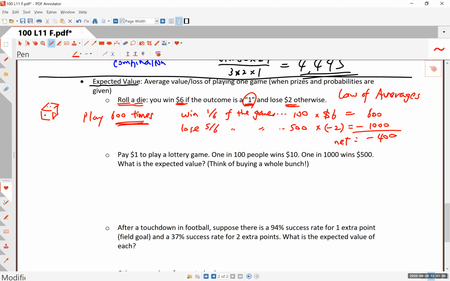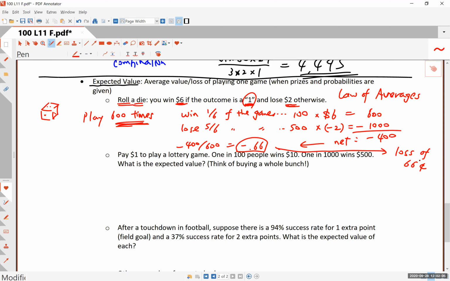Make sense? All right, so then you divide this 400 by 600, because that's how many times you played this game. So the average is -0.66. All right, so what does it mean? This is the expected value, right? The expected value is the loss of 66 cents per game.